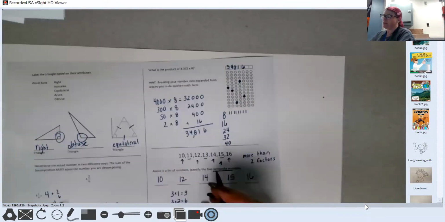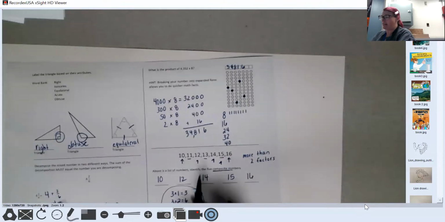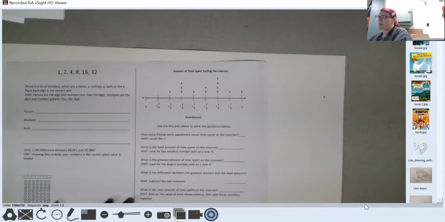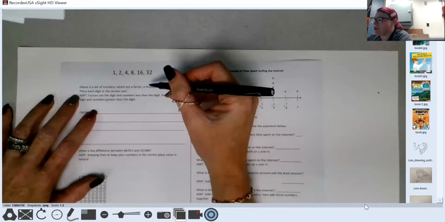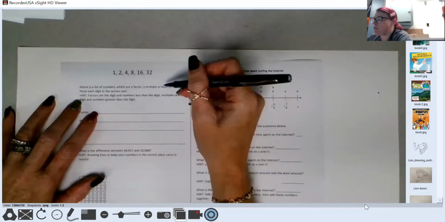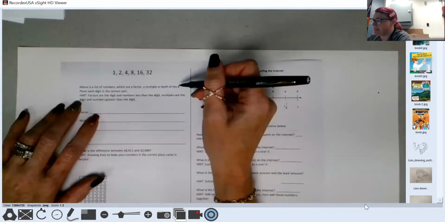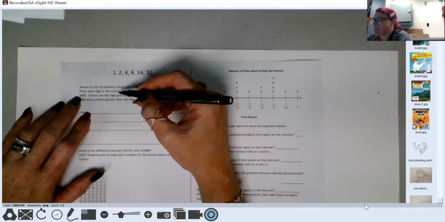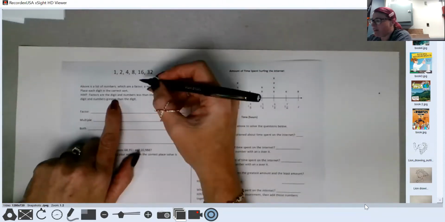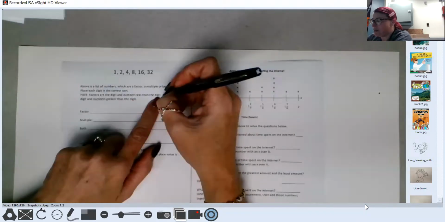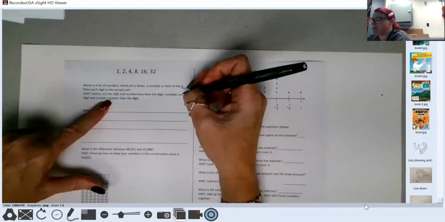So you see how I use my threes tables for the odds, and I didn't even have to figure out if it's even, it already was in there. All right, the next problem says, above is a list of numbers which are a factor, a multiple, or both of the number 8. Place each digit in the correct sort. Hint, factors are the digit and numbers less than the digit. Multiples are the digit and numbers greater than the digit.